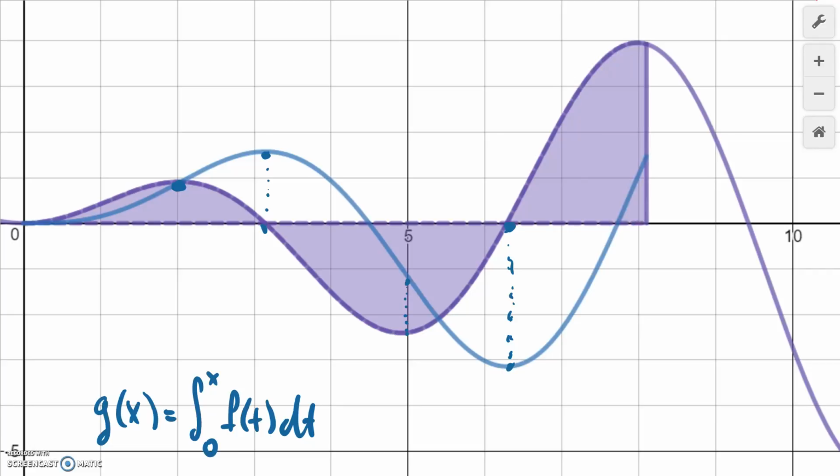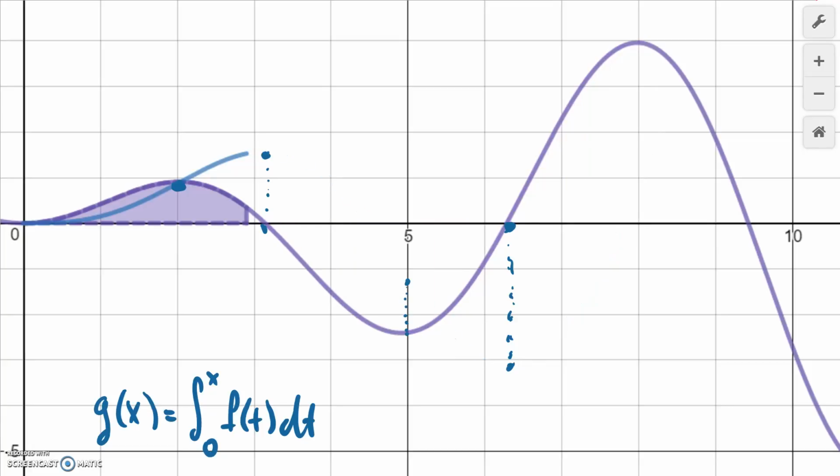Let me see if I could think about this. So at this stage in the game, I only had positive area. It's like the poker hands, I was only winning. Then I started to lose. It's an interesting question to think about a little bit.